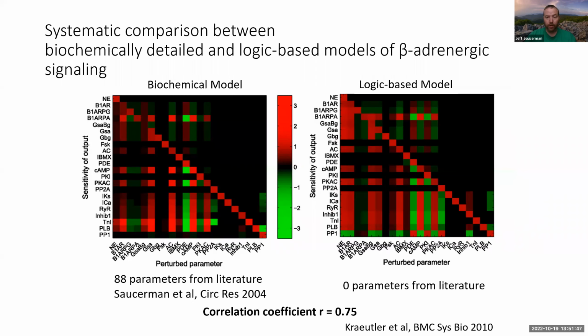We used this new approach called logic-based modeling. Using this, we found, without using any of the parameters from the literature, just knowing the structure of the cartoon I showed on the last slide, we can now predict a lot of the things that are happening in the network that are at least qualitatively consistent with what was happening in the full biochemical model.